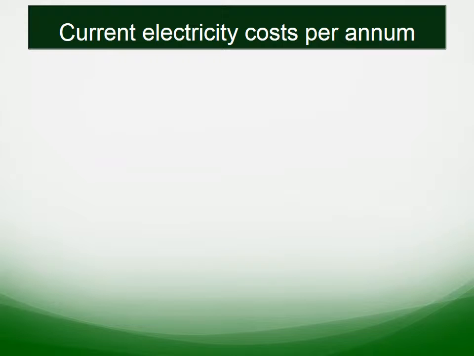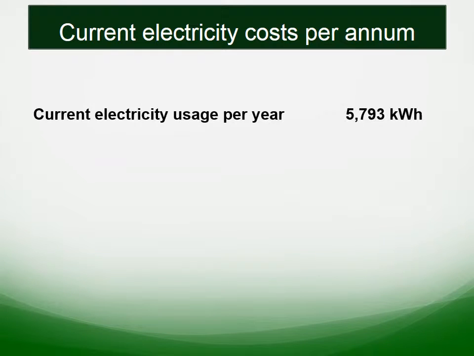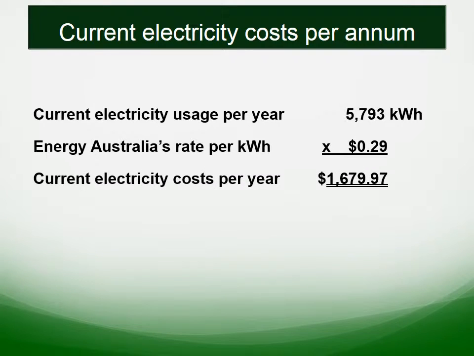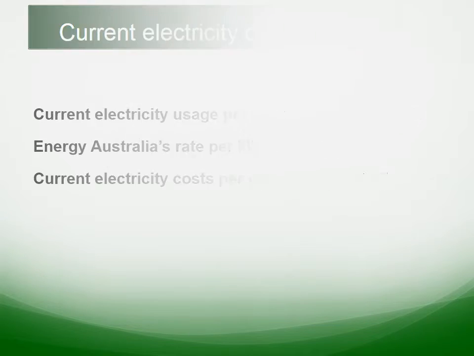Okay, let's work out Melanie's current electricity costs. We know that Melanie's current electricity usage per year is 5,793 kilowatt hours. Her electricity supplier, Energy Australia, charges a rate of 29 cents per kilowatt hour. So we multiply those two together to get Melanie's current electricity cost per year of $1,679.97.